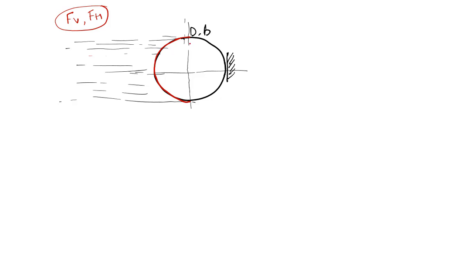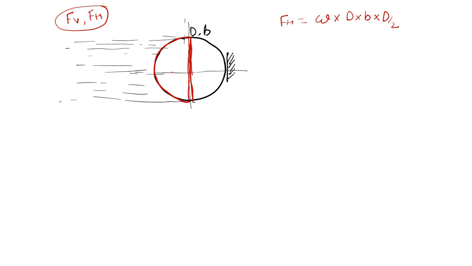For calculating the horizontal force, it's very simple. You have to take the projection of this on the vertical plane. This is the vertical plane, and the projection will be a rectangle whose length is d and width is b. So omega into A, where the projected area is d into b, into the cg, which is nothing but d by 2. This will be the horizontal force experienced by the cylinder.